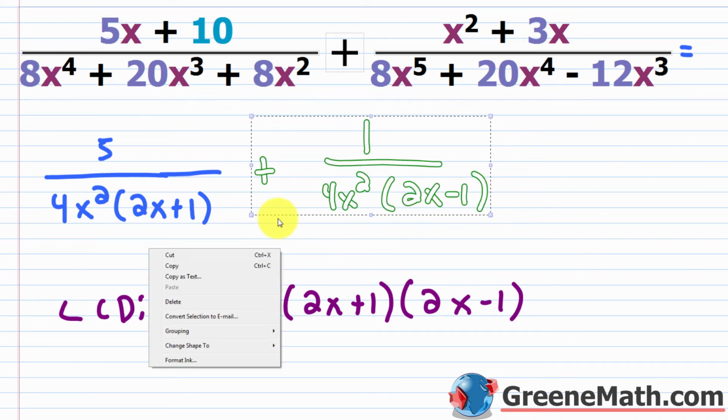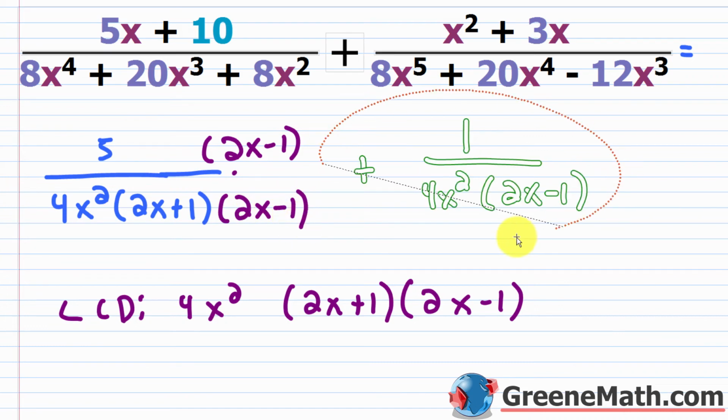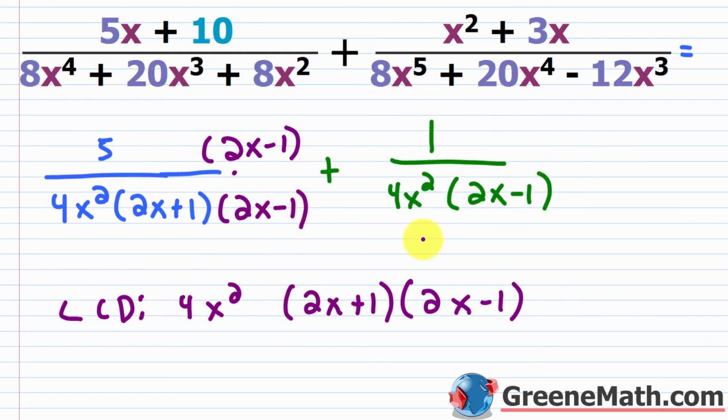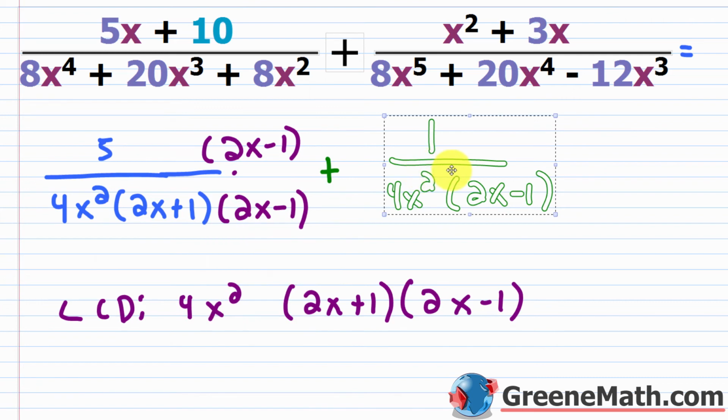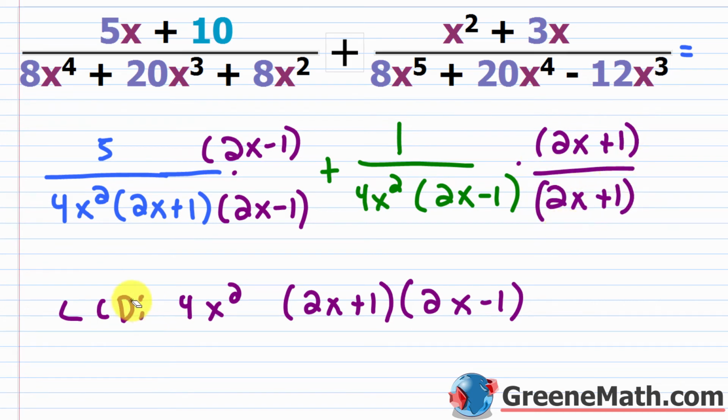So let me just slide this down so we can maybe fit this. I'm just going to multiply this numerator and denominator by the quantity 2x minus 1, because that's what I'm missing, okay? And I don't know if I can fit this on the screen, but I'm going to try. Let me move this down. So this guy is going to get multiplied by what it's missing, so 2x plus 1, and then 2x plus 1 like this. Okay, so we're done with that.